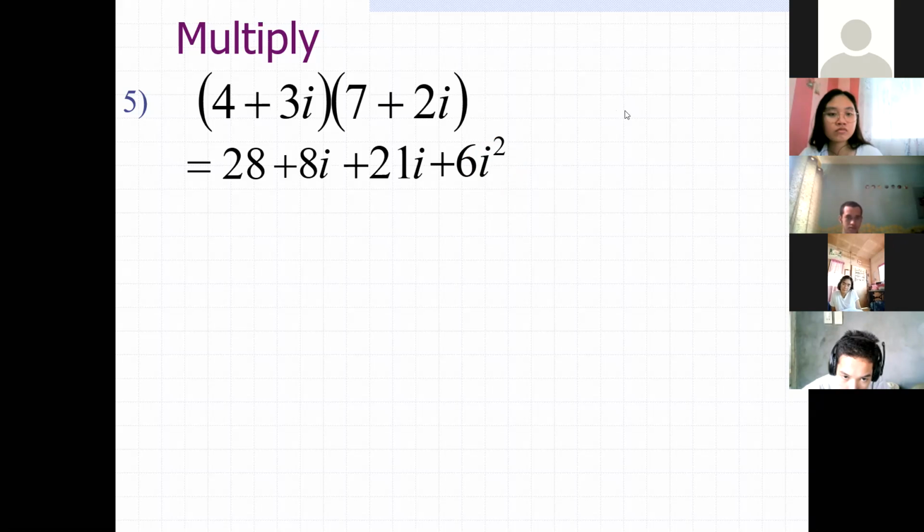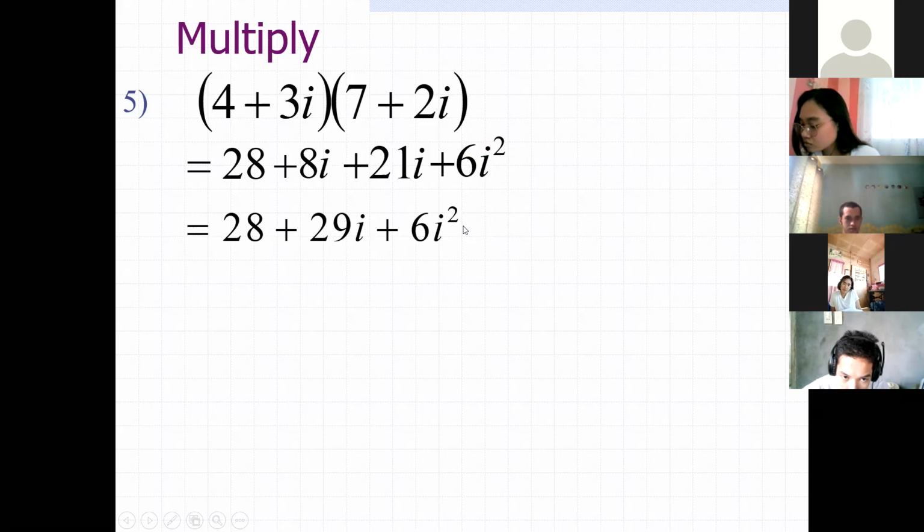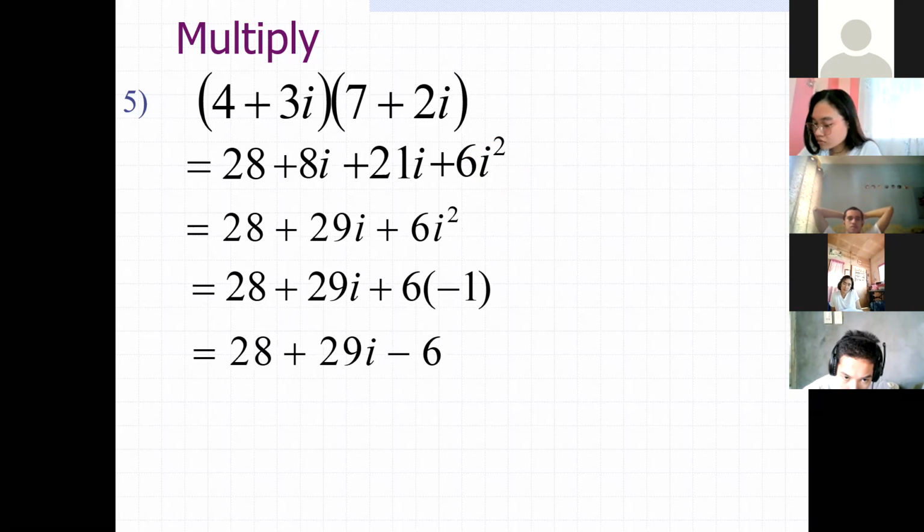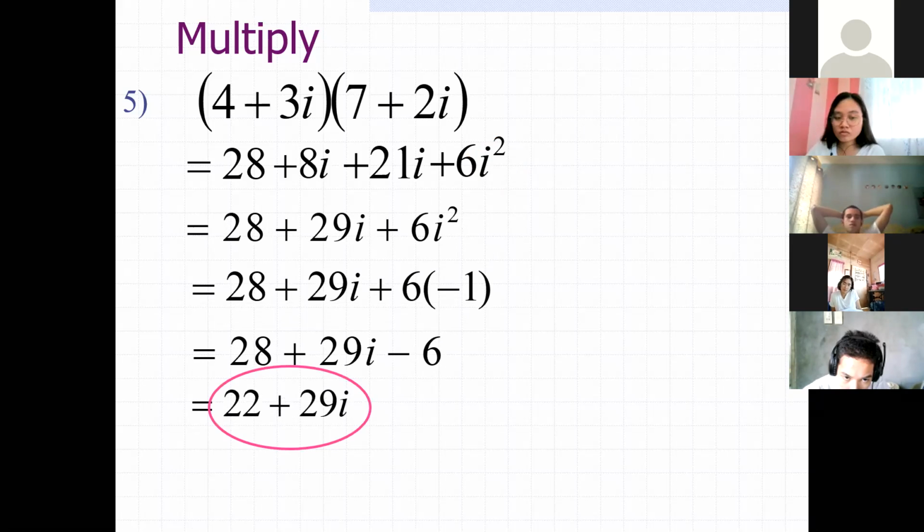Right? So to show the solution, this is now 28 plus 29i, the result of adding 21i and 8i. And then simplify 6i squared by multiplying 6 by negative 1, since i squared is negative 1, and then combine it with 28. Therefore, your final answer is 22 plus 29i.